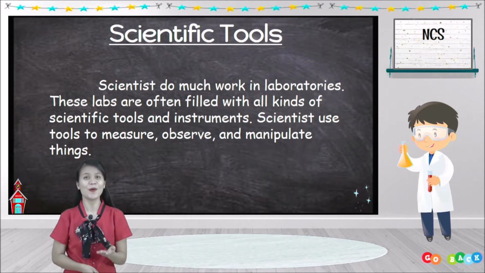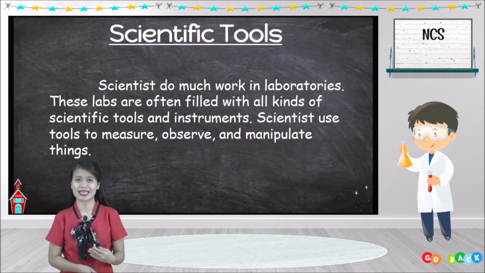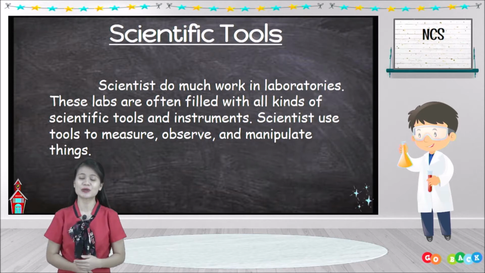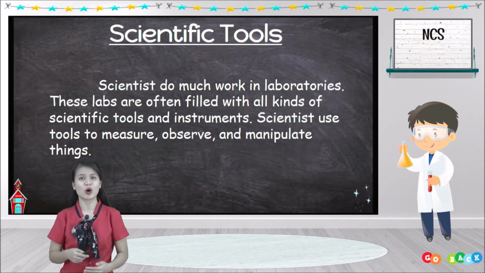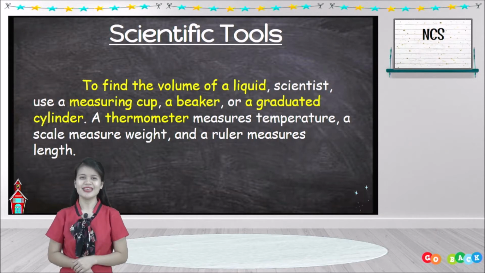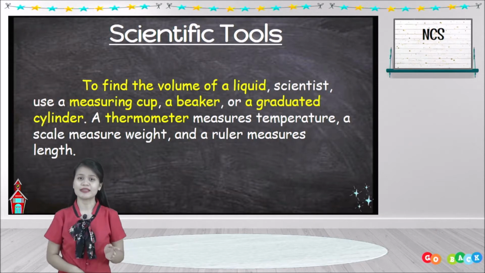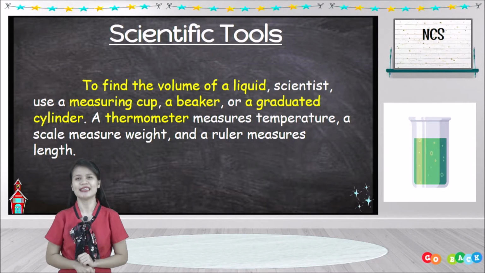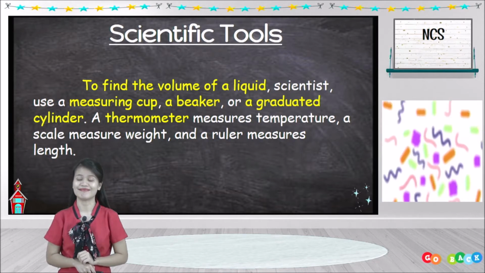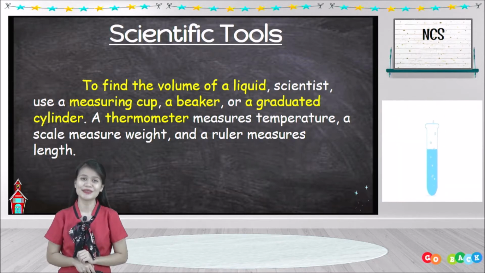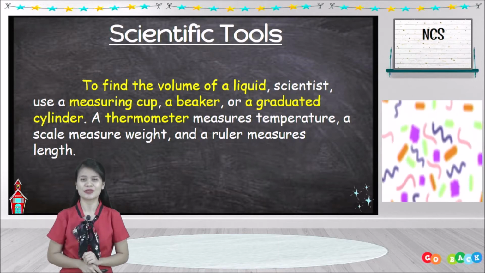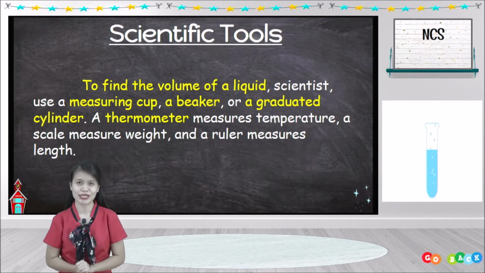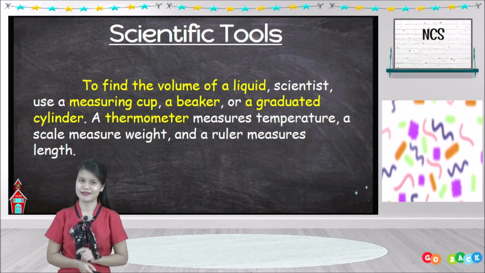Scientists who are doing the experiment use tools to measure, to observe, and to manipulate things. To find the volume of the liquid, scientists use a measuring cup, a beaker, and a graduated cylinder. Those are the tools that they use to find the measurement in volume of a liquid.